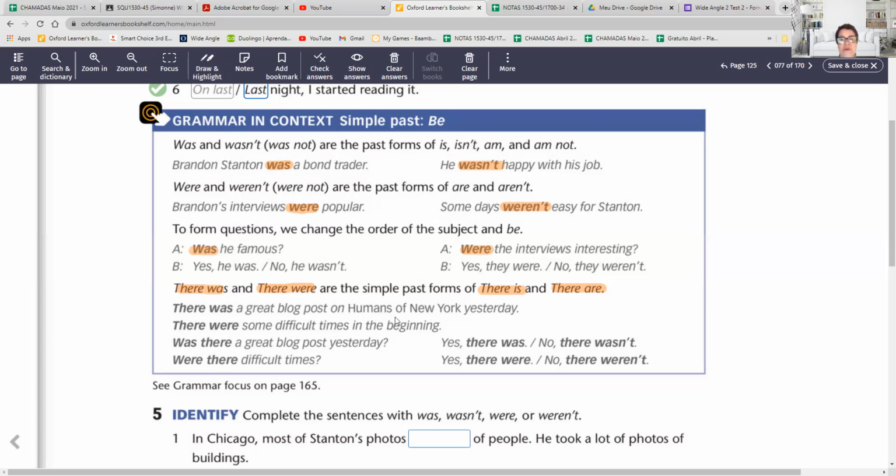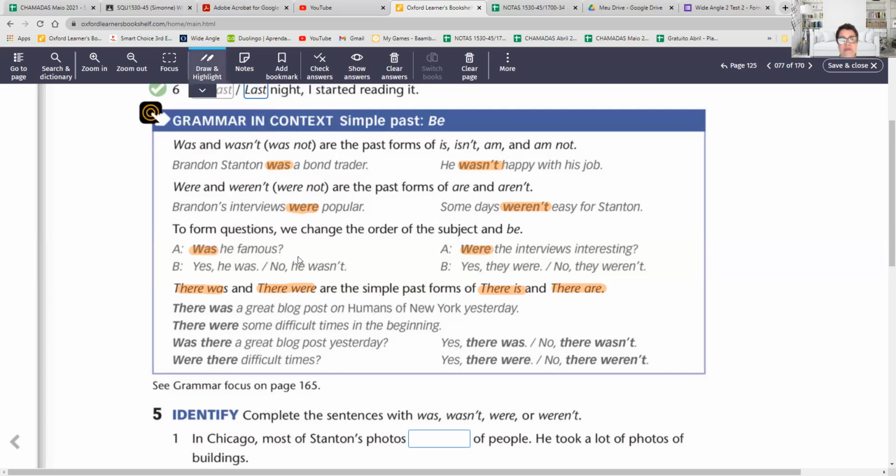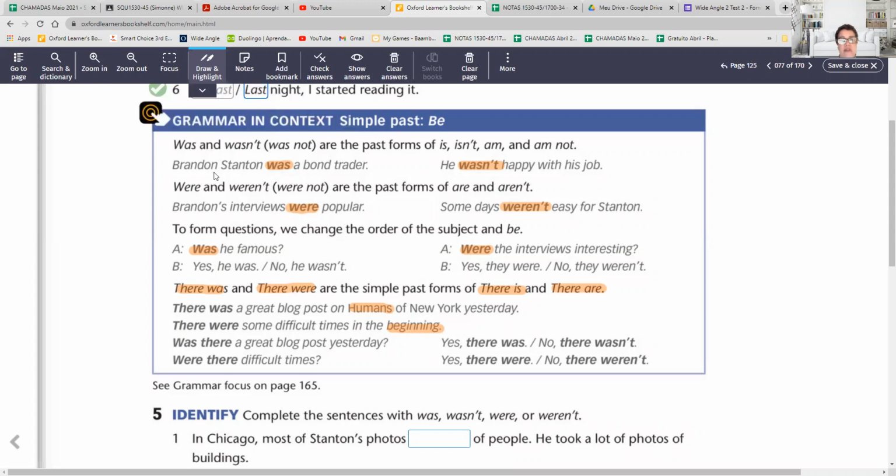Okay, thank you, Manu. Let's try to say this word again, please. Humans. Yes, that's right. It's a tricky word. So, humans, okay? Humans of New York. And here, beginning. Beginning. Good.